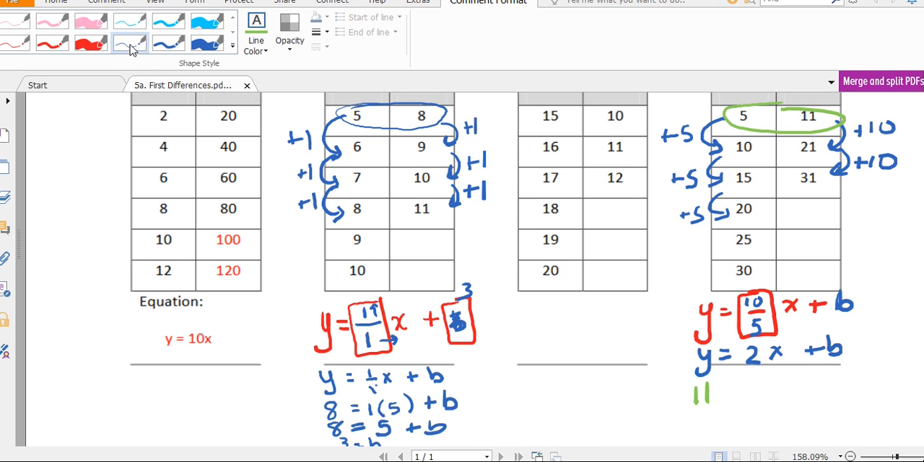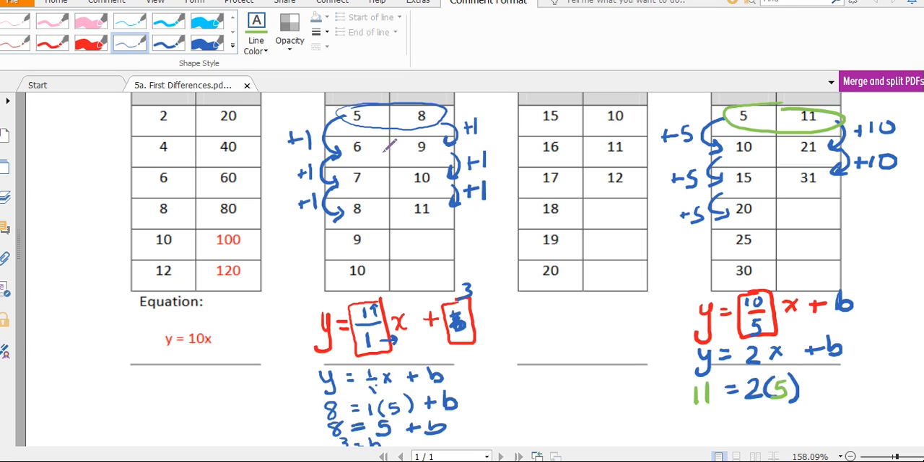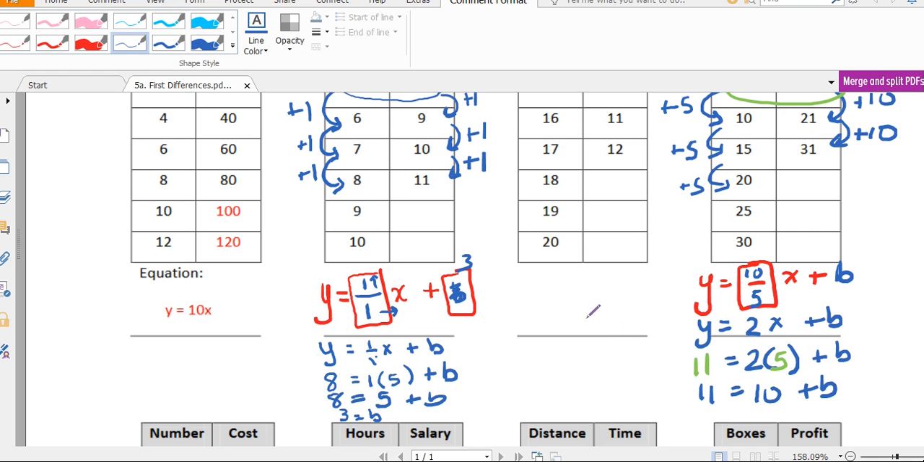11 equals 2 times, and now what's my x value? In this case it's 5. Let me switch back to green for you. 5 plus b, and then I just solve. So 11 equals, well, 2 times 5 is 10 plus b. Now to solve for b, just have to move the 10 to the other side. 11 minus 10 is 1. 1 equals b. So then the equation is just y equals 10 over 5x plus 1. Okay?